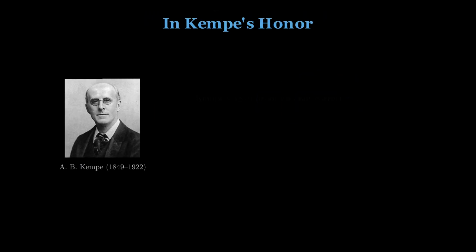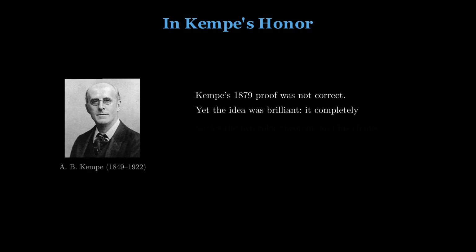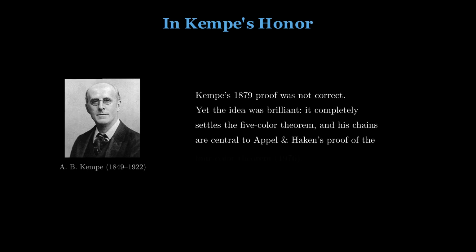Let us end in Kempe's honor. His 1879 proof was not correct, yet the idea was brilliant. It completely settles the five-color theorem, and his chains, now called Kempe chains, are central to Appel and Haken's 1976 proof of the four-color theorem.